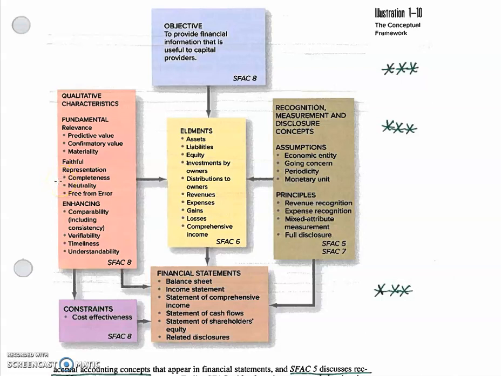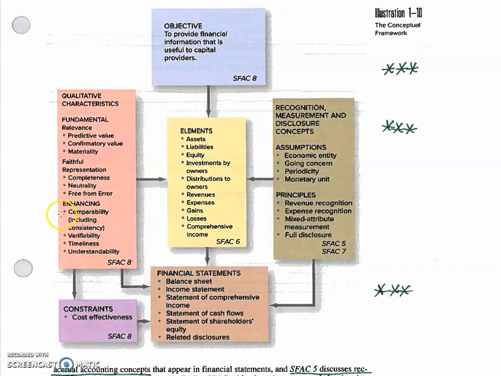Well, number one, completeness, that it's not lacking any significant detail. Neutrality, that it's free from bias is what neutrality means, and that it's free from error. So we want to make sure that information is complete, it's neutral, in other words, it's free from bias, and that it's free from error.